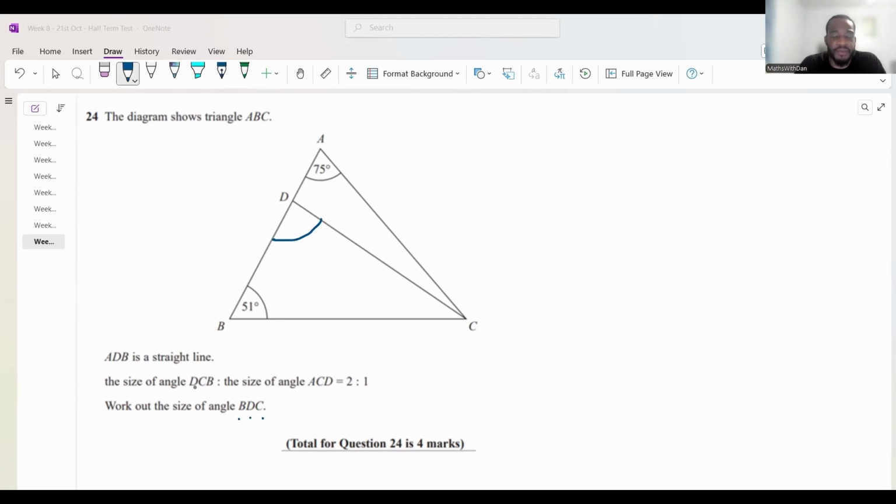Now, secondly, they've given us a bit of information about the size of angle DCB, which is this one here, and ACD, which is the one on the other side. This is in the ratio 2 to 1. Remember, we can treat ratios as parts. We've got two parts to one part, so there are three parts in total. Whenever you're working out ratios, you always want to work out a certain amount of parts. Question is, are we able to do that?